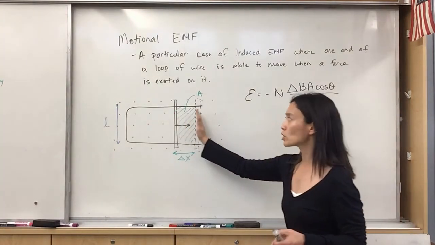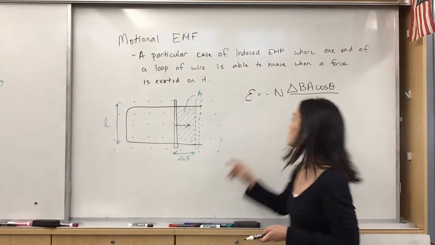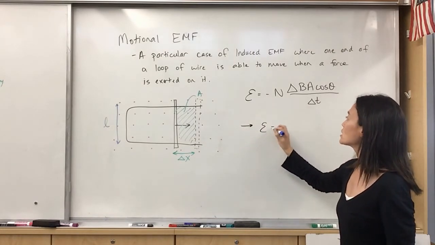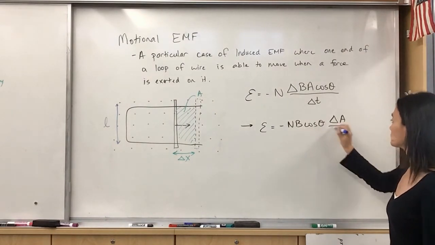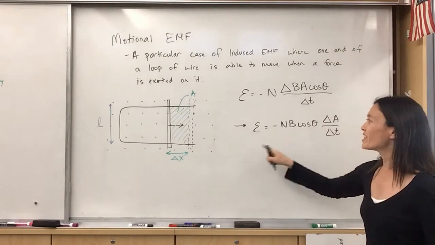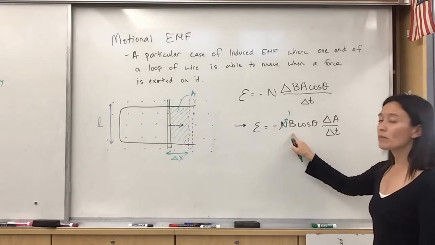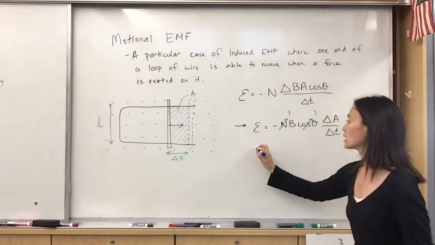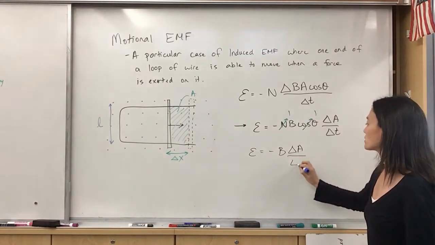The fact that we're moving this conductor means we're either enclosing more field lines, so our area is getting bigger, or we are shrinking the amount of field lines we're covering. So if we boil this equation down to just our area changing, it becomes negative NB cosine of theta times our change in area over our change in time. In terms of how this simplifies a little bit, it's just one loop, so N becomes 1. Our area vector and our magnetic field are parallel to each other, so cosine of theta also becomes 1. And our equation becomes induced EMF is equal to negative B times change in area over delta T.